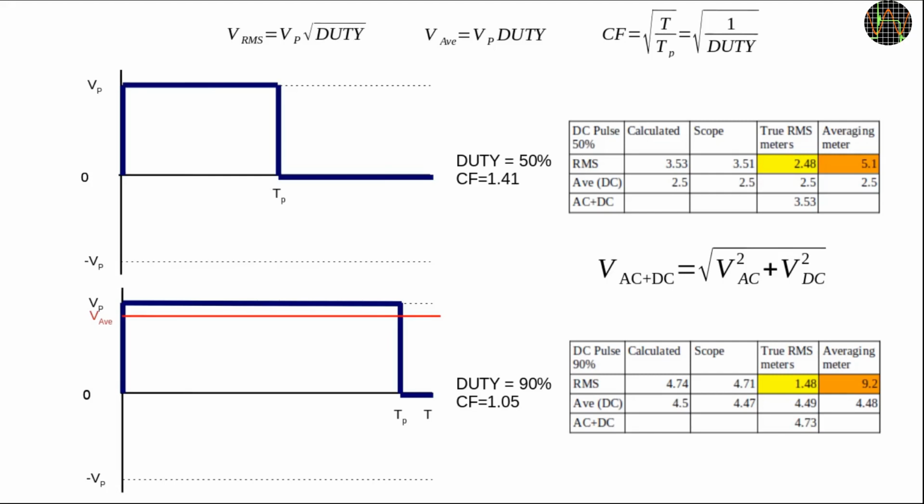Moving on to the DC pulses with 50% and 90% duty cycle, the equations for RMS, average and crest factor are slightly more complex. The key parameter is the duty cycle, which determines both the RMS and the average DC value. If we look at the values, we see the same pattern. The DC values are in agreement across the board. The AC coupled multimeters show a different RMS value to the scope, but the AC plus DC values match the scope and the theoretical value.